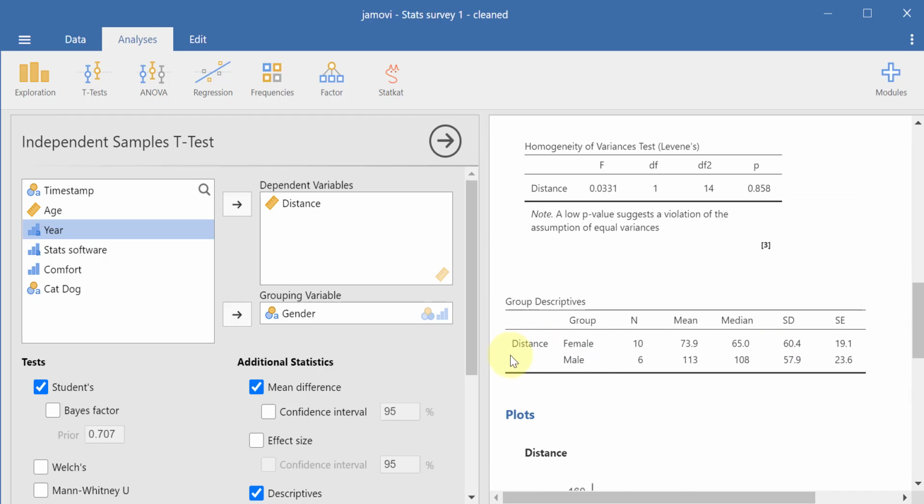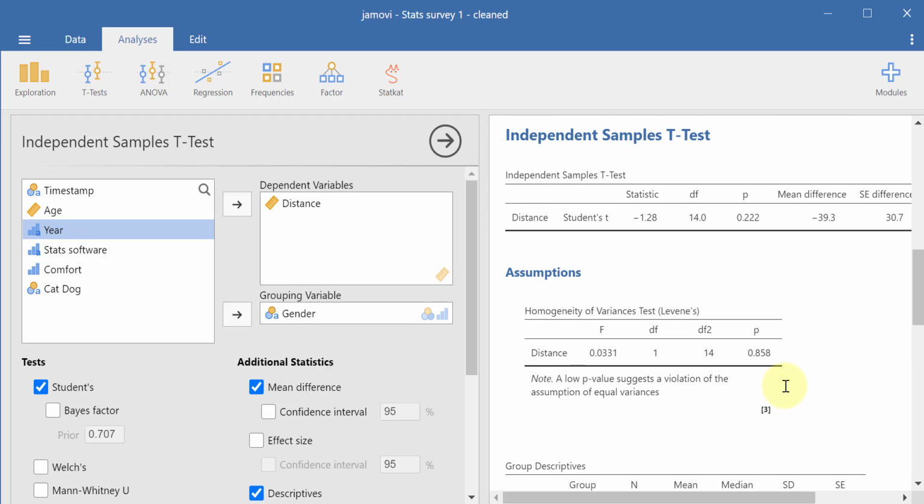The other thing that's nice is that you can get your group descriptives, so you can look at what the mean, the median is, and your standard deviation. So hopefully all of those numbers kind of make sense. So there you go. You just ran an independent samples t-test.